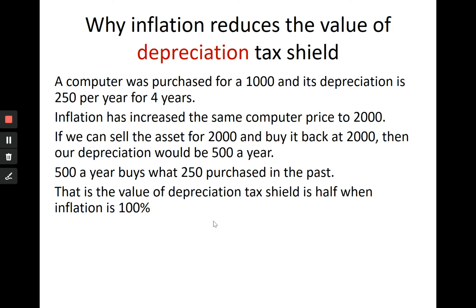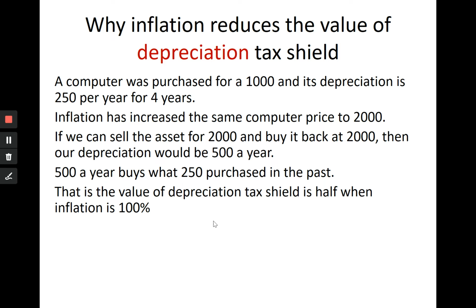Imagine that you purchase a computer for $1,000, and imagine that you depreciate it for 4 years. So on a straight line depreciation, each year 250 is deducted from your income, and therefore you save on taxes because you report 250 less income to the government. Now imagine that there is 100% inflation to make this example dramatic.